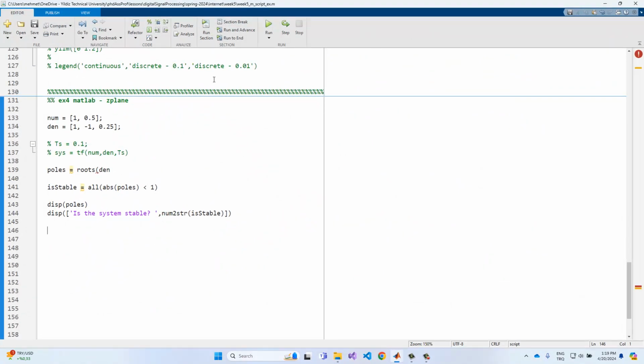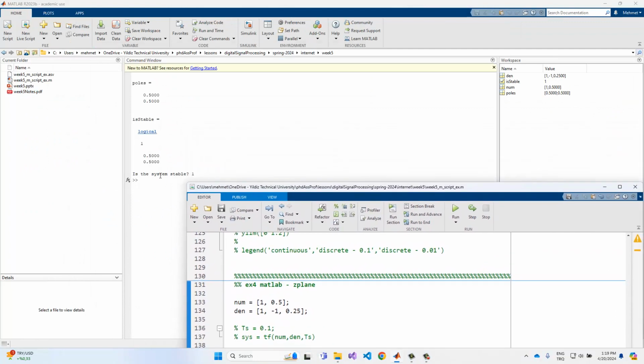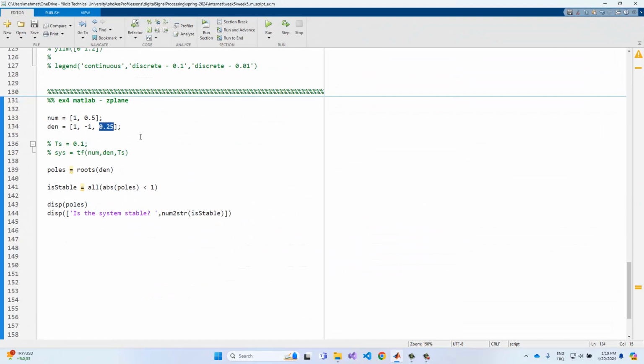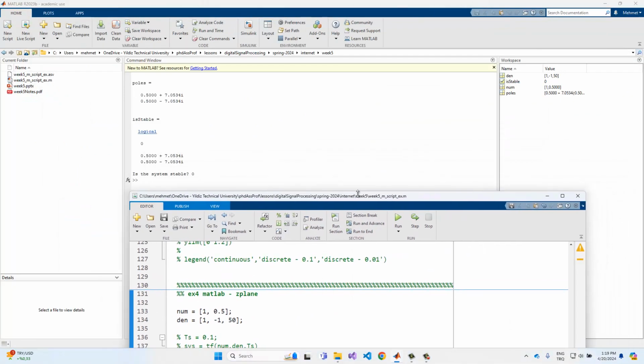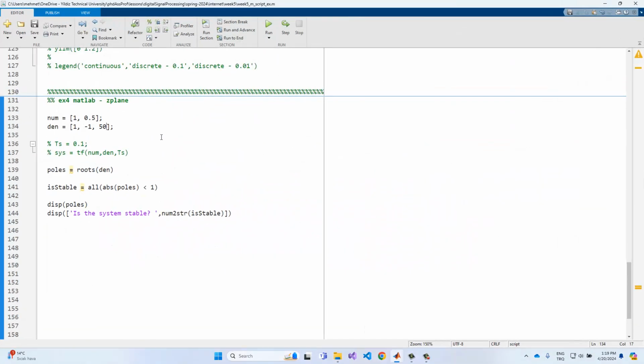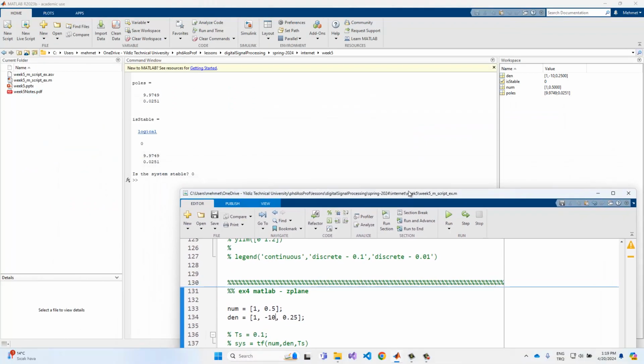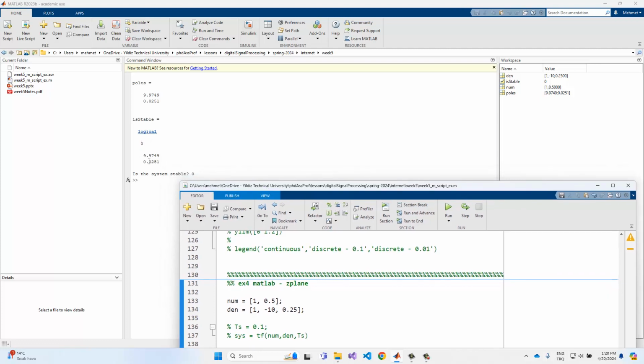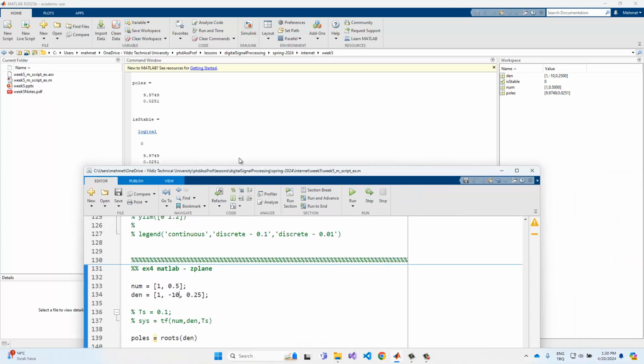Okay, and so we have the roots. Okay, and so the answer to is the system stable is 1. For example, if I choose this value as 50, our system is also stable. But if we use 10 in here, just like this one, the logical returns 0, the false value, because we have a root value at 9, which means that it's bigger than 1, and so logically it's not stable in here.